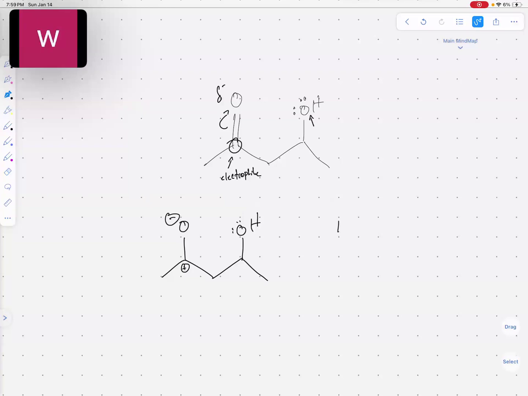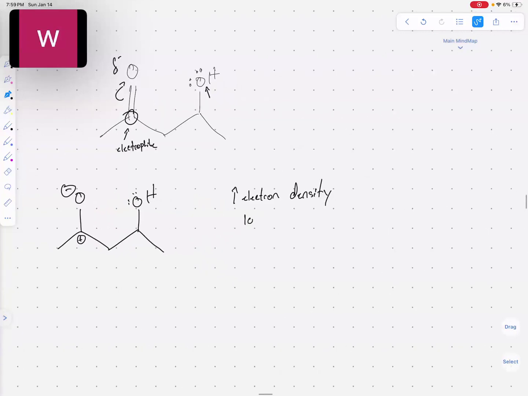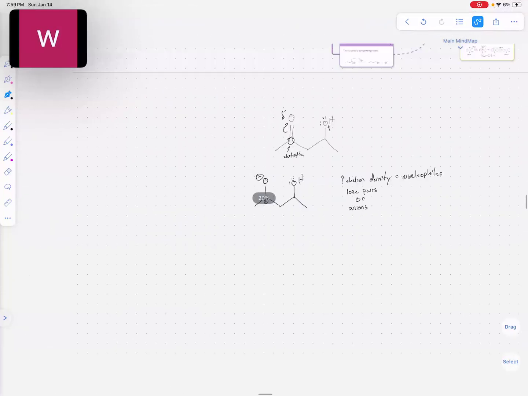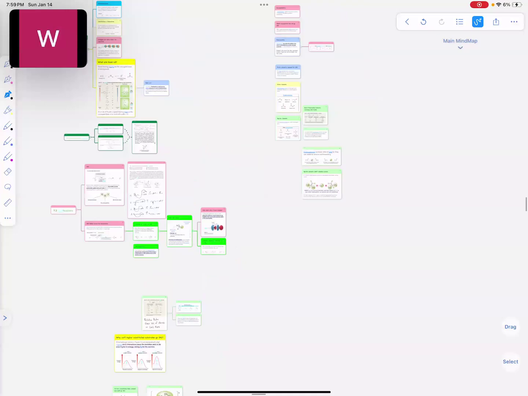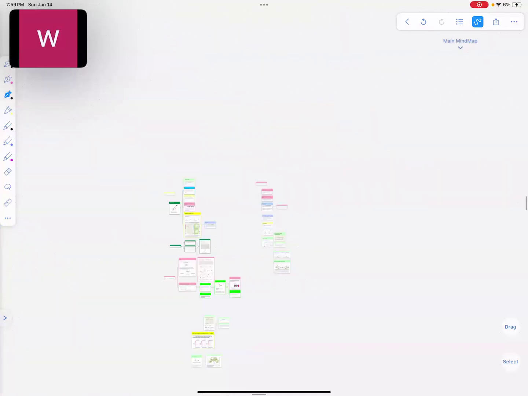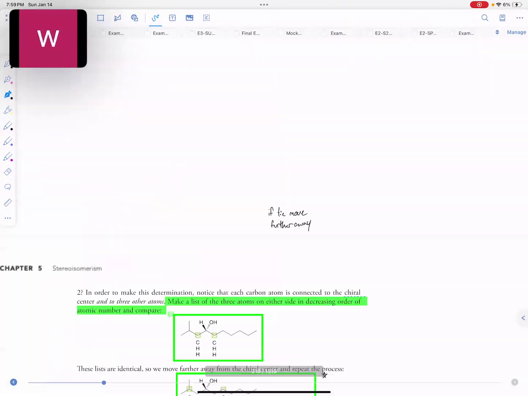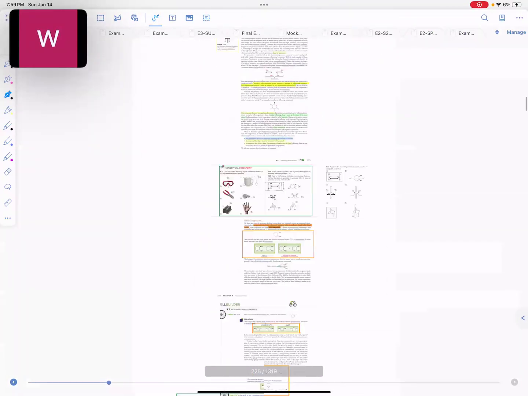But anything with high electron density, and what I mean by high electron density is something with lone pairs or anions, are nucleophiles. Okay, and I think there's a couple examples of this in chapter 7. I just don't know where I have it. I had some good examples in chapter 7 of identifying good nucleophiles and good electrophiles.